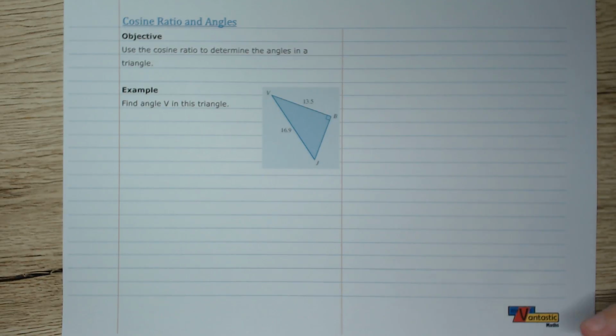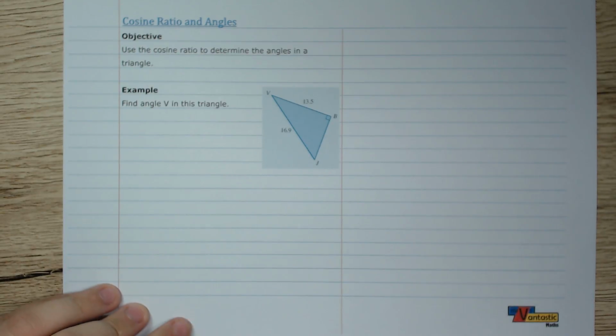Hi, this is Mr. V, and in this video we're going to use the cosine ratio to determine the angles of a triangle. Now by now, I hope you've already seen the tangent ratio and the sine ratio, so this method is going to start being very familiar to you.